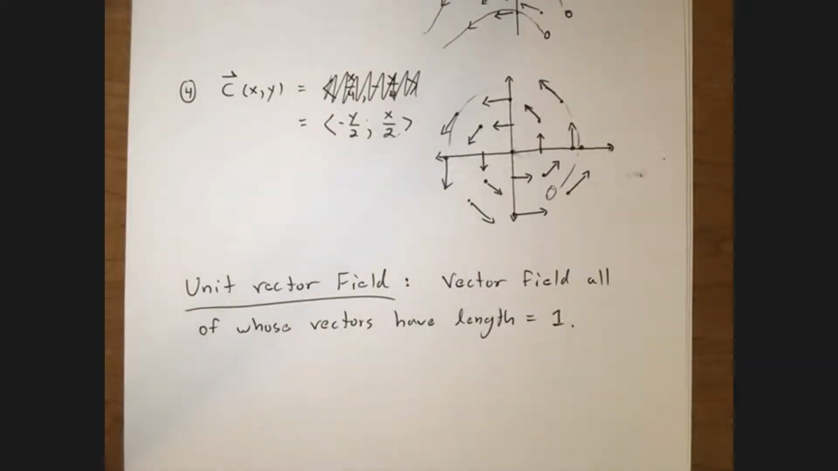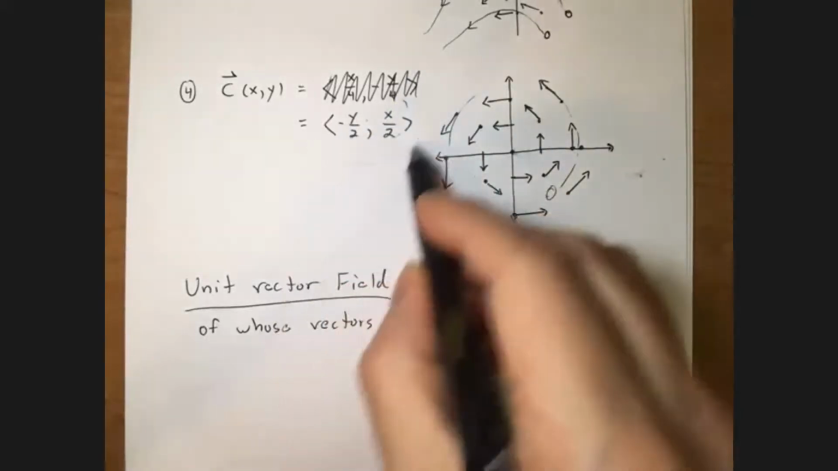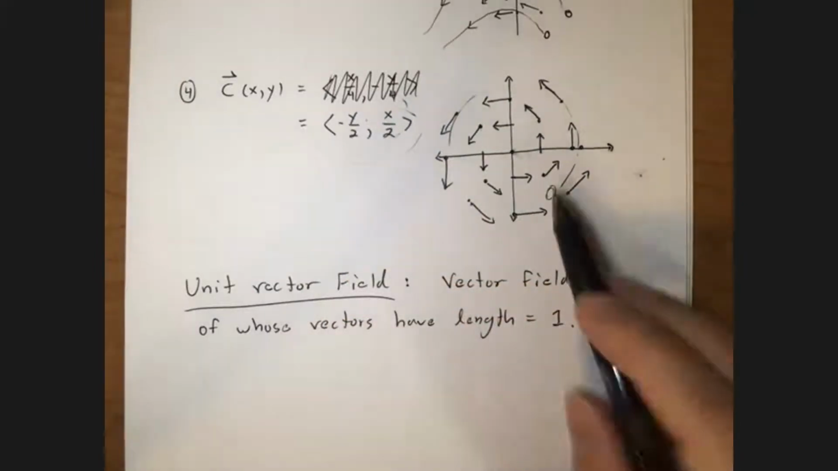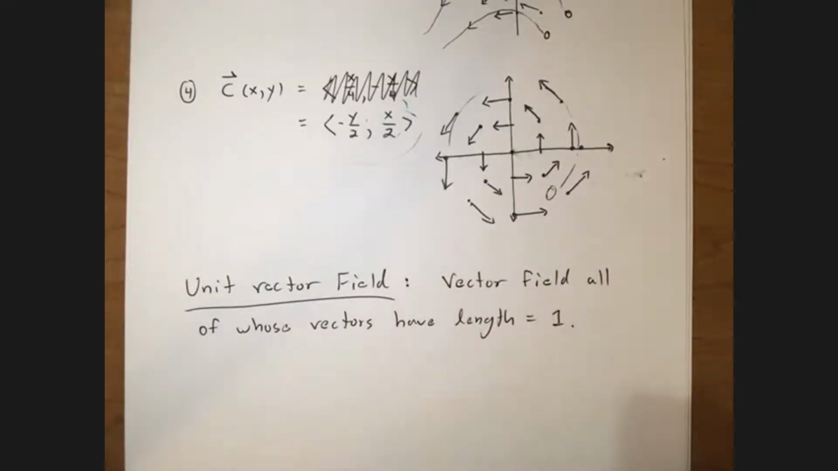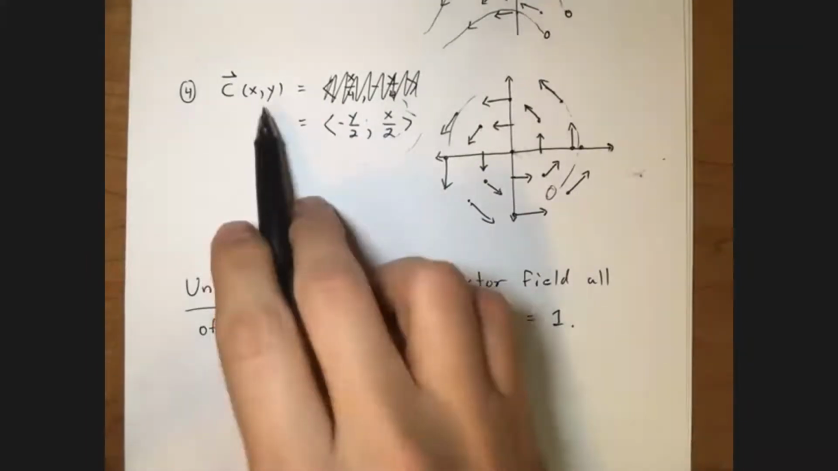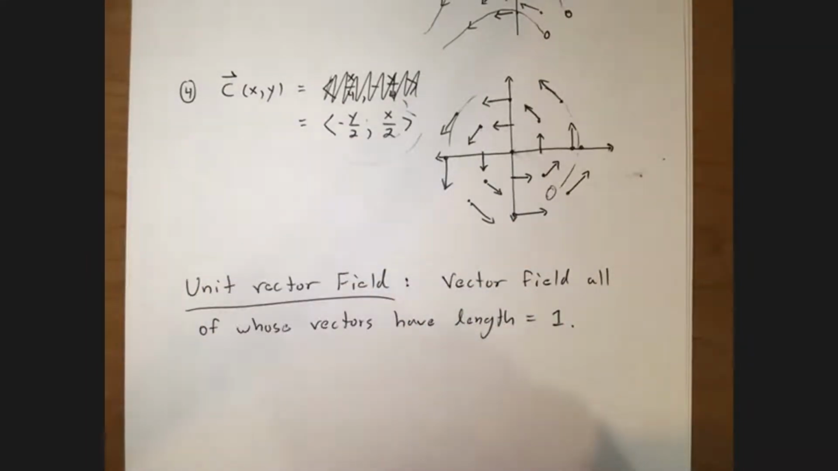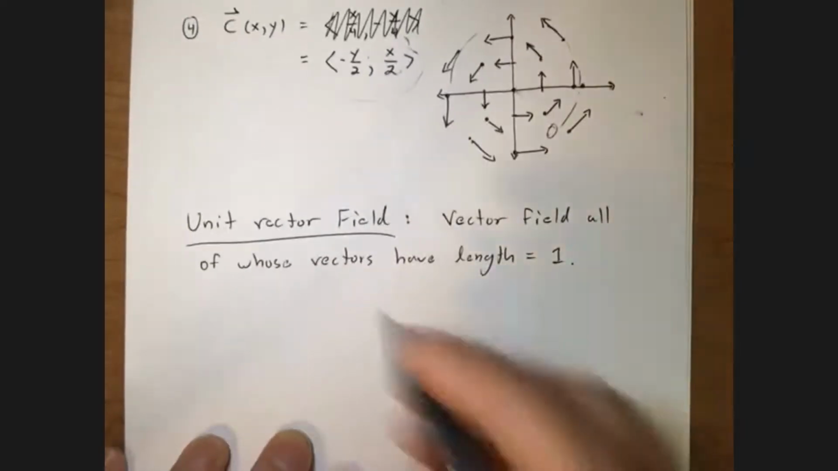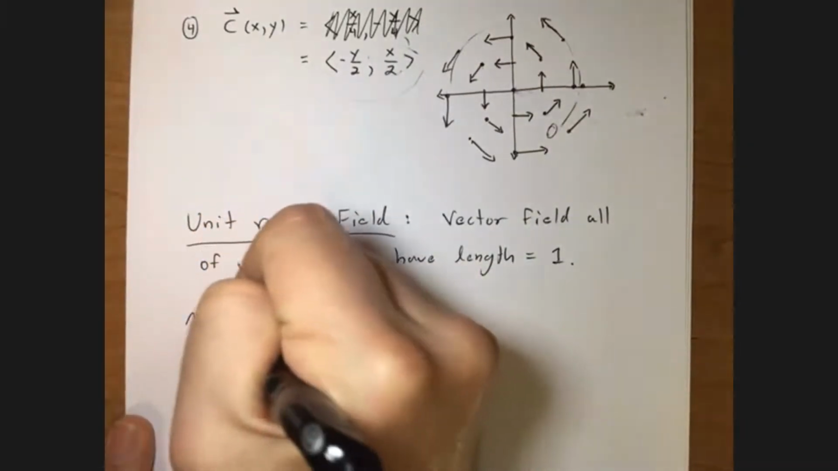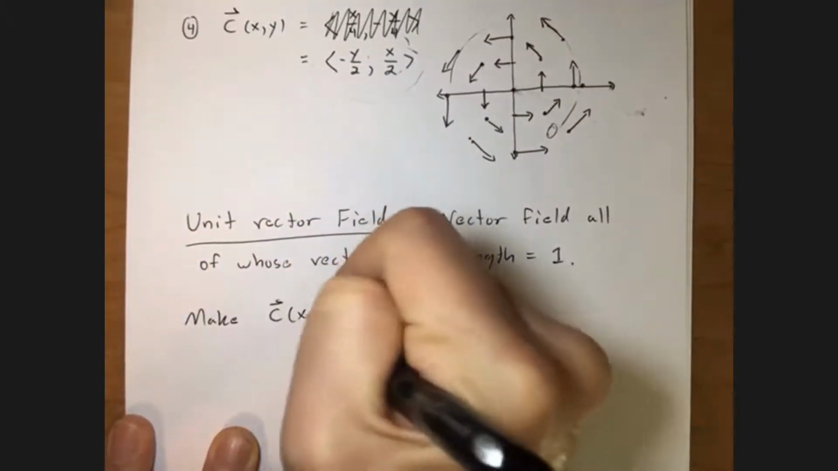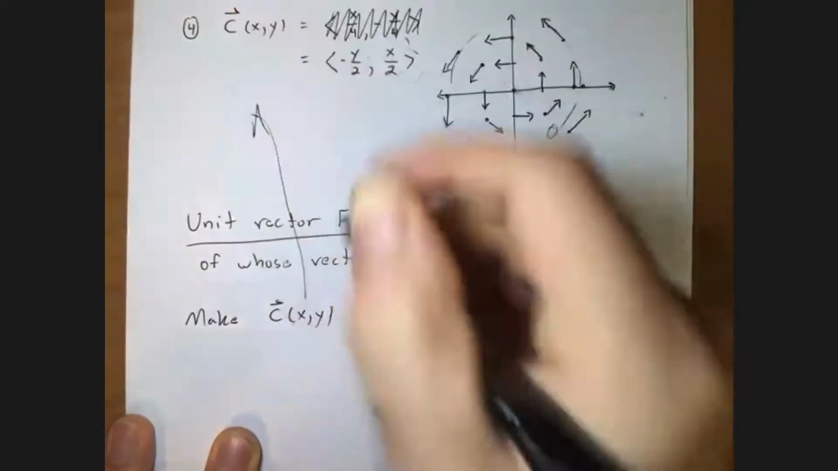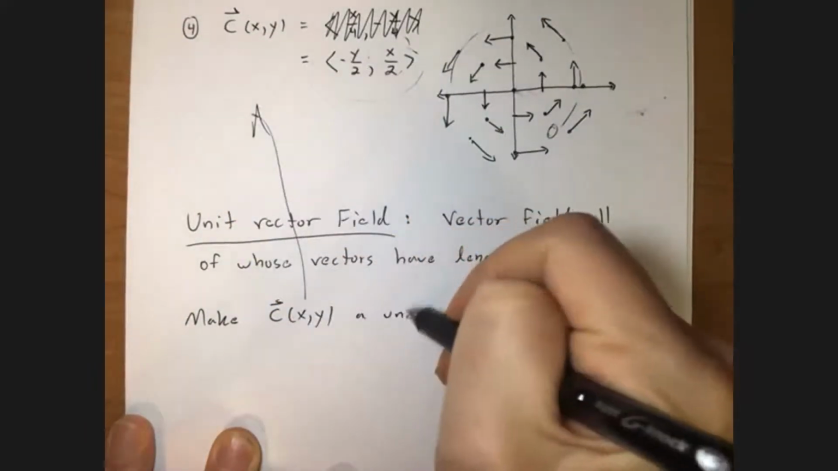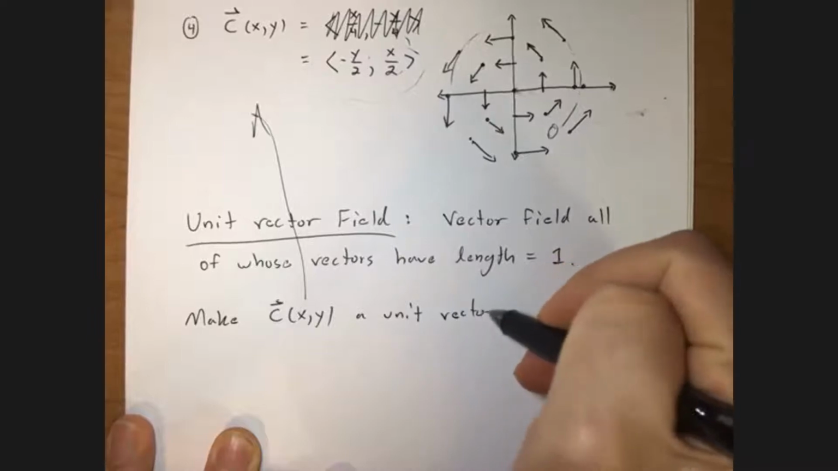Okay. So how would I make a unit vector field? Well, for instance, if we go back up to this one up here, these clearly do not have length 1, right? But I could fix it so that they do. I could change this vector field and make it a unit vector field. Okay, so let's make C of x, y, that guy up there, a unit vector field.